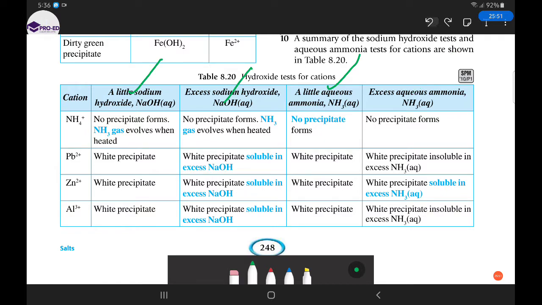So that's it, right? What color precipitate does it form? Does it form a precipitate? Doesn't form a precipitate? Does the precipitate dissolve when we put in excess or not? All those things, which we've already done, it will tell you here.